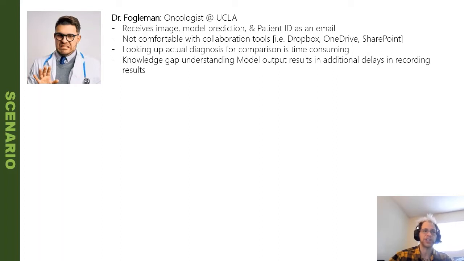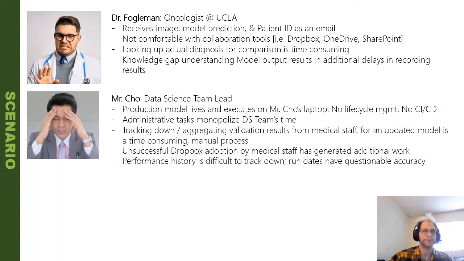The image in question is sent via email along with the patient ID and the most current prediction results. However, if Dr. Fogleman wants to compare against the formal diagnosis, he must go to a separate Excel sheet, which is shared with the other participants via Dropbox. Furthermore, it's not always clear what the correct entry on the spreadsheet is that corresponds to a specific image. This requires the doctor to send an email to the data science team to confirm, and as a result, that specific validation is delayed, usually by several days.